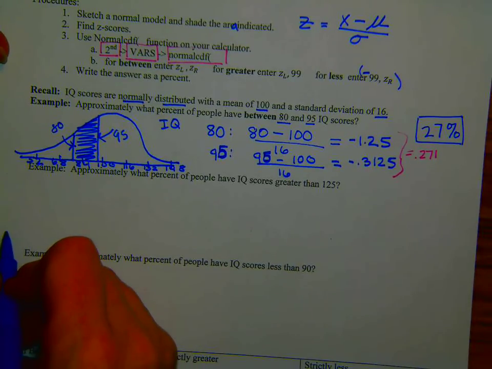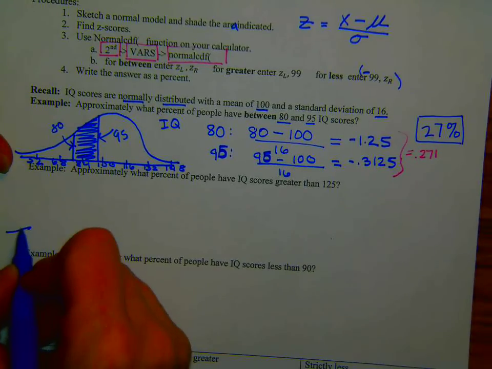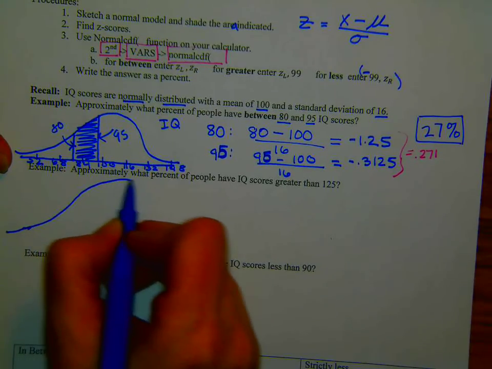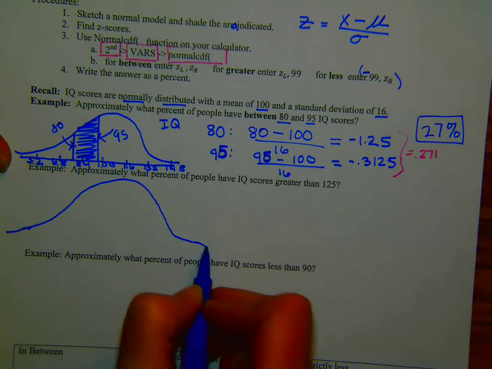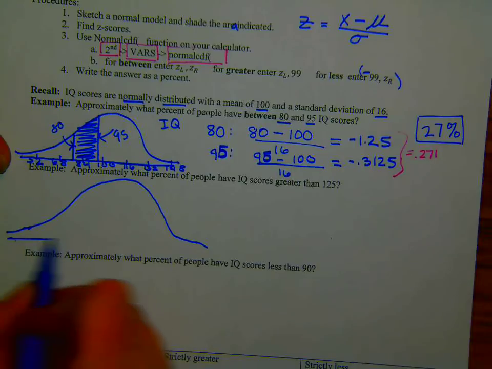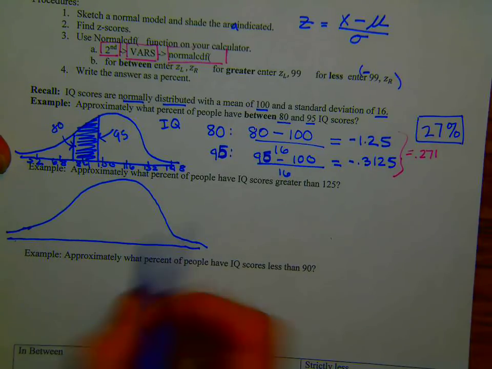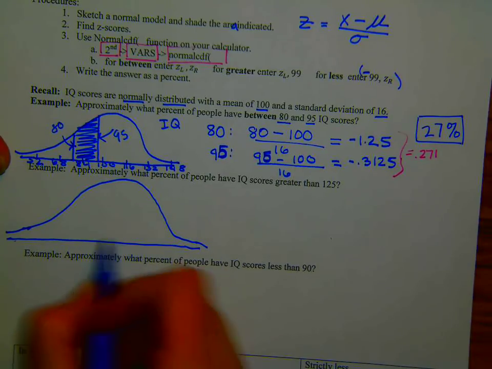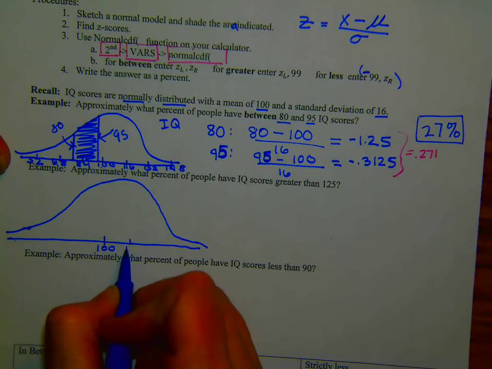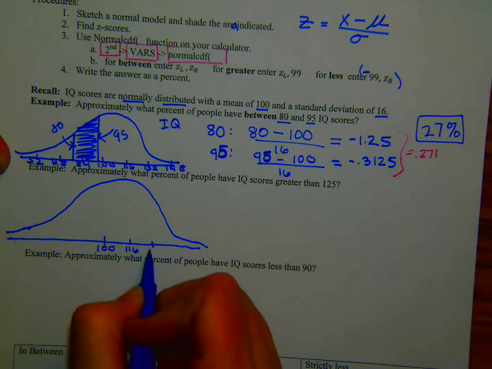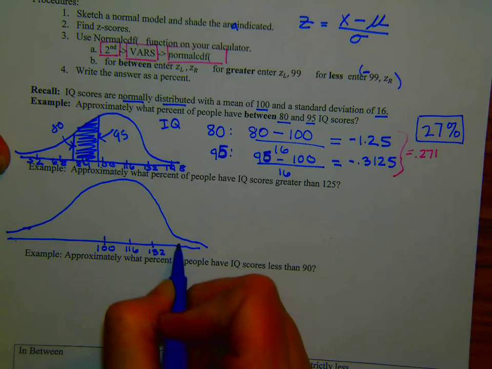Sketch a normal model for the IQ curve. So we're sketching a normal model. All right, so we're drawing our line at the bottom. Greater than 125. So let's start with 100. We don't have to draw the entire curve. We've got 116 and 132 and 148.